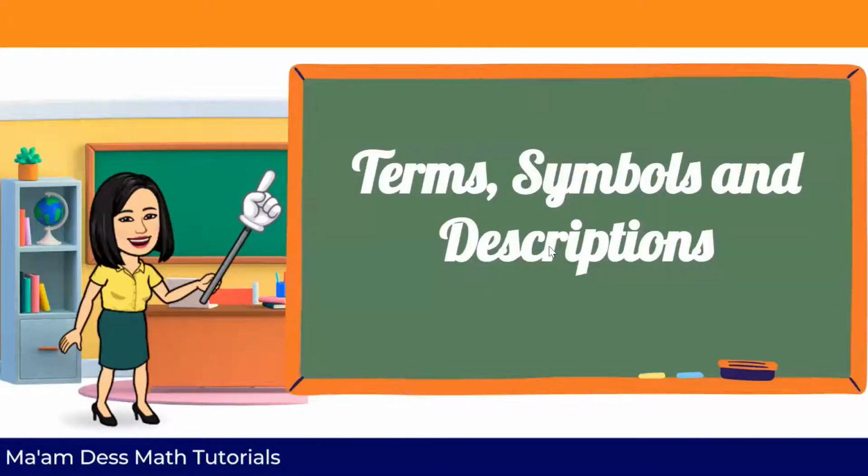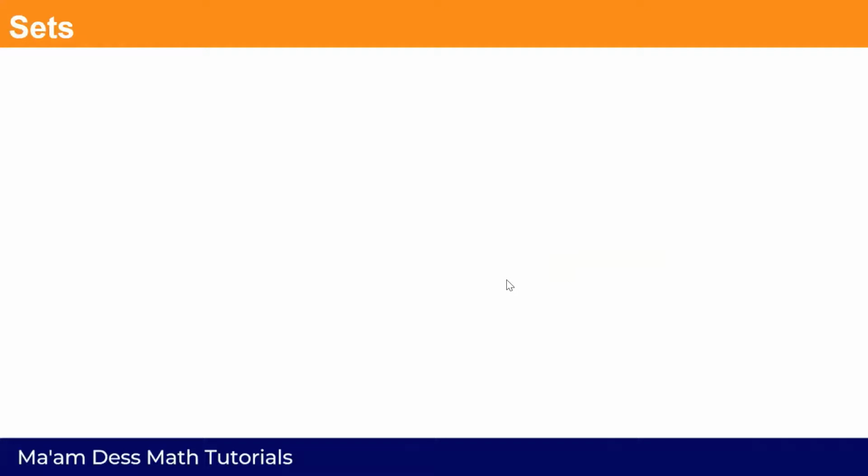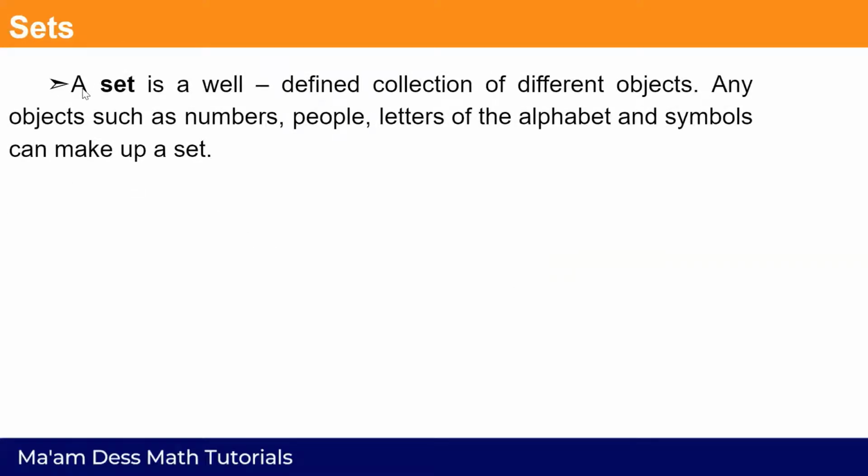Okay, let's proceed. Terms, symbols, and descriptions. Let us have the definition of set. A set is a well-defined collection of different objects. Any objects such as numbers, people, letters of the alphabet, and symbols can make up a set. So, pwedeng name of objects.